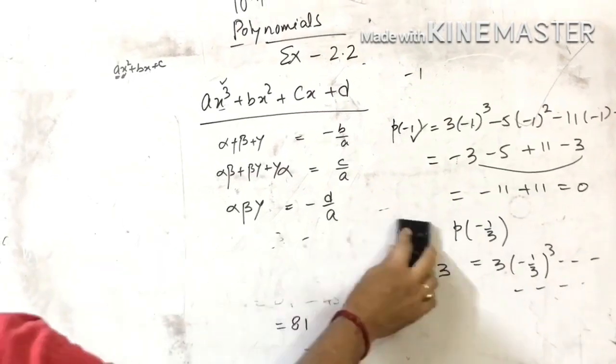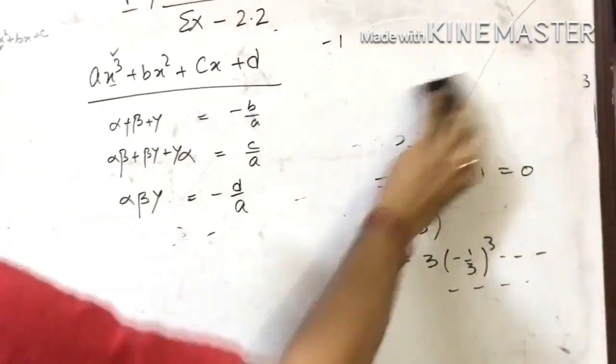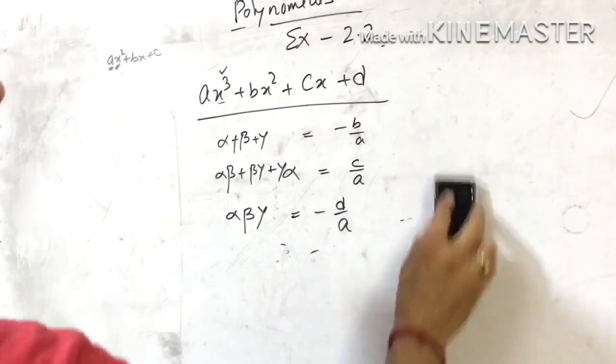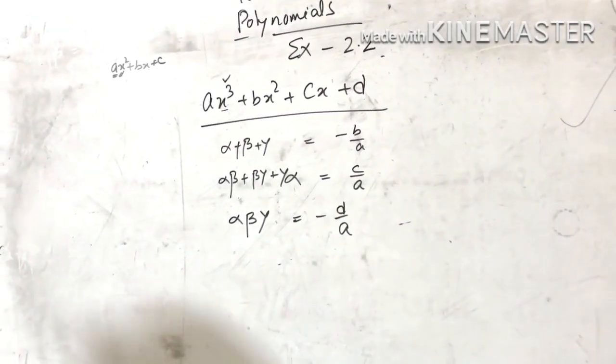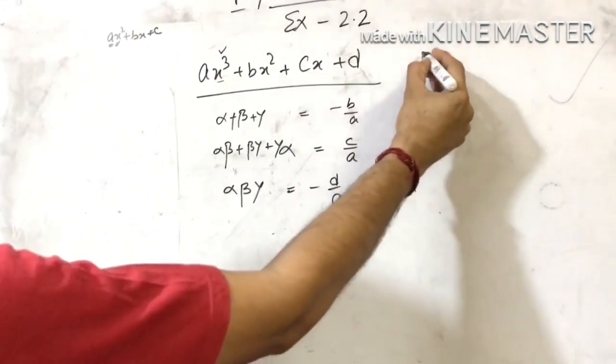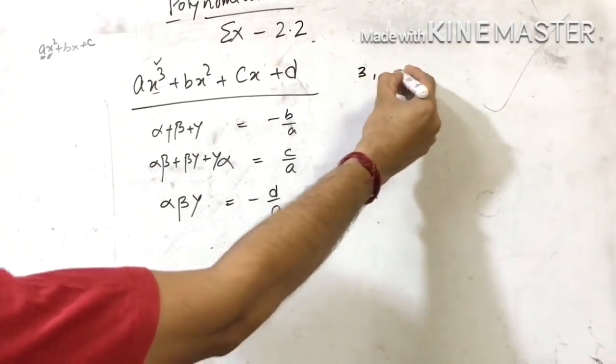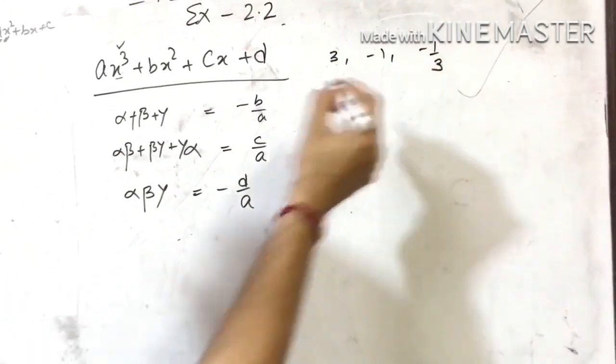So for doing that, you have three values given by the question: 3, minus 1, and minus 1 by 3.